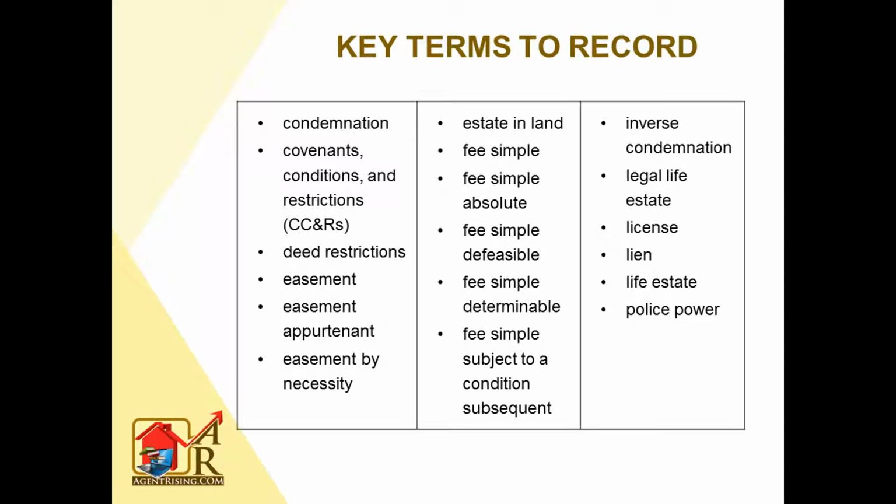Inverse condemnation is the action brought by a property owner seeking just compensation for diminished use in land value because of an adjacent property's public use.